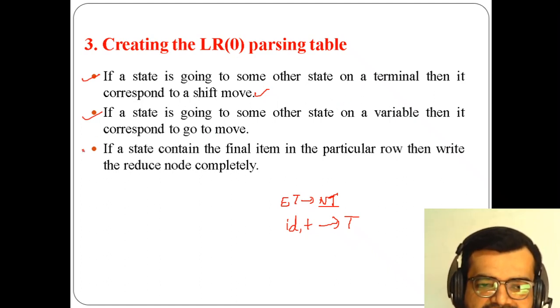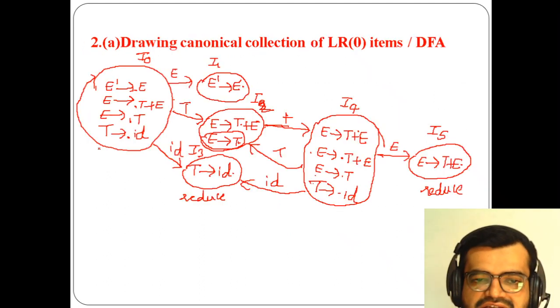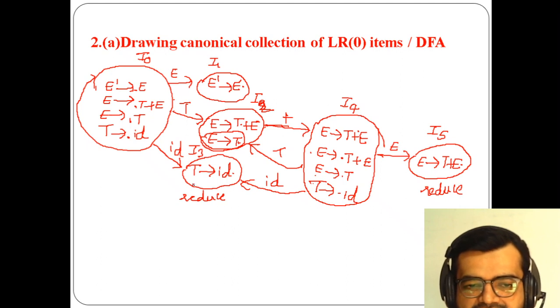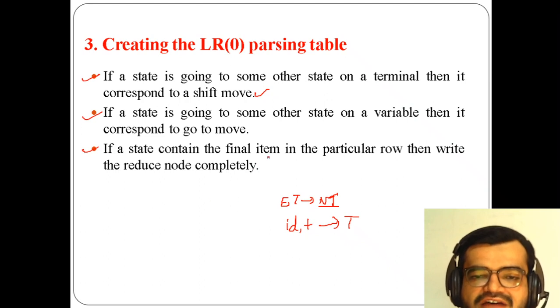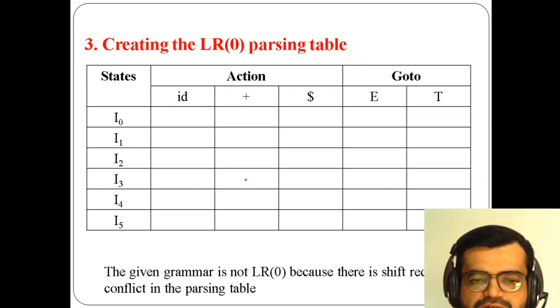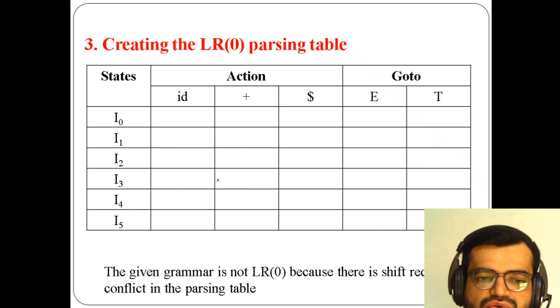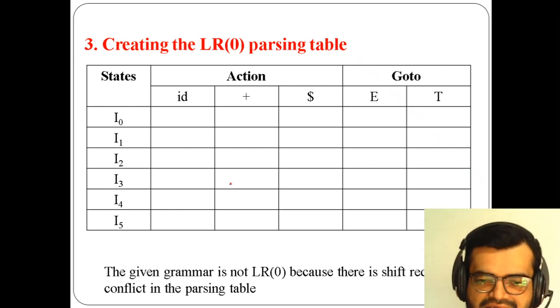And the third step says that if a state has a final item, just now I showed you what the final items are: T of ID dot, E of T dot, and E of T plus E dot. These are the final ones, so they are used for reduce purposes. If a state contains the final items in that particular row, then you have to perform reduce. That means you use the reduce operation under ID, plus, as well as dollar. Anyhow, I'll show you how we fill the parsing table.